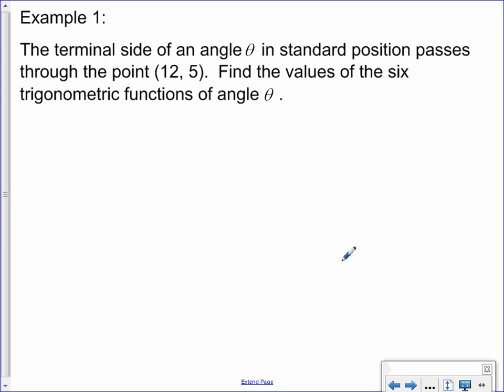All right. Here we go. Test question, right? Once upon a time, the terminal side of an angle theta in standard position, PS, standard position means it's measured from the positive x-axis, passes through the point (12, 5). Find the value of the 6 trig functions.